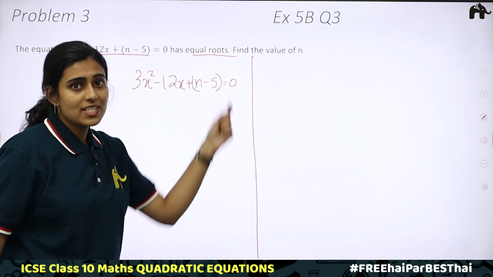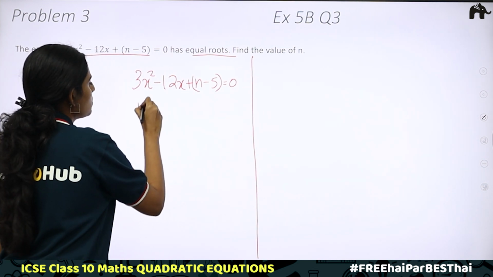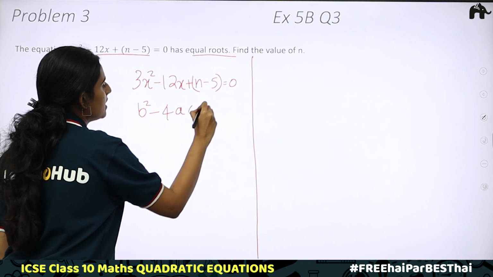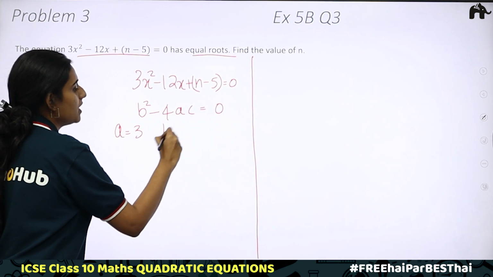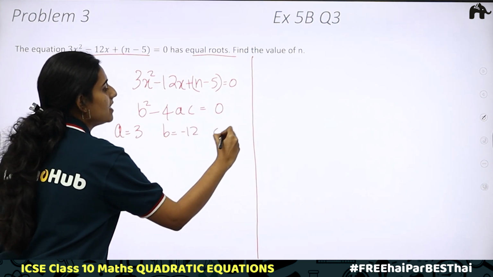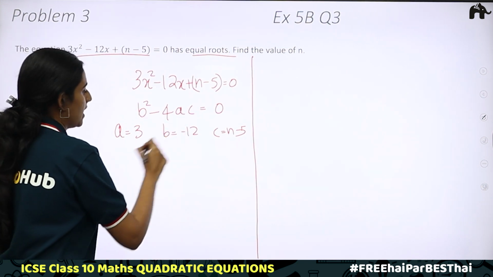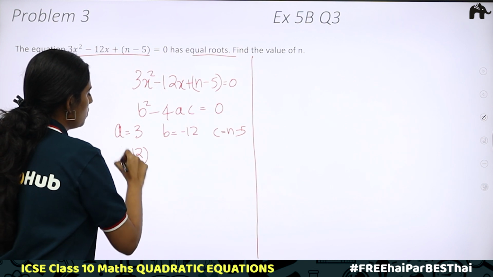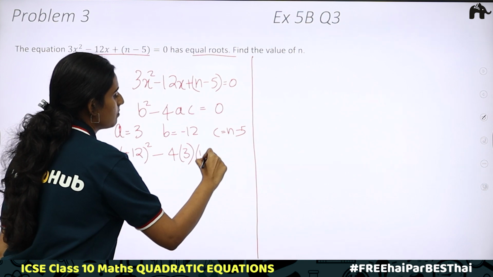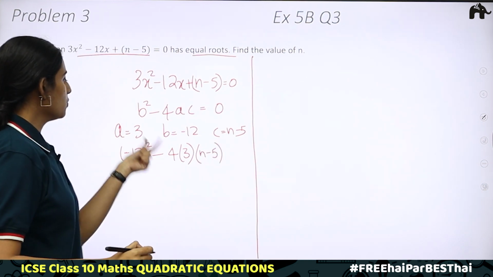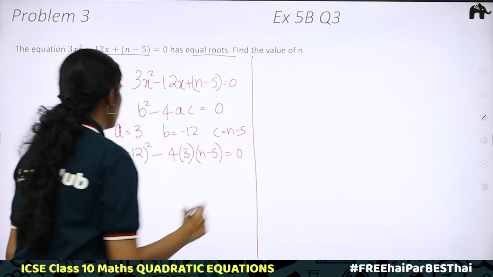Here we have equal roots, which means the value of the discriminant is equal to 0. That is b square minus 4ac is equal to 0. Here a is equal to 3, b is equal to minus 12 and c is equal to n minus 5. Substituting the values, minus 12 whole square minus 4 into 3 into n minus 5 is equal to 0.